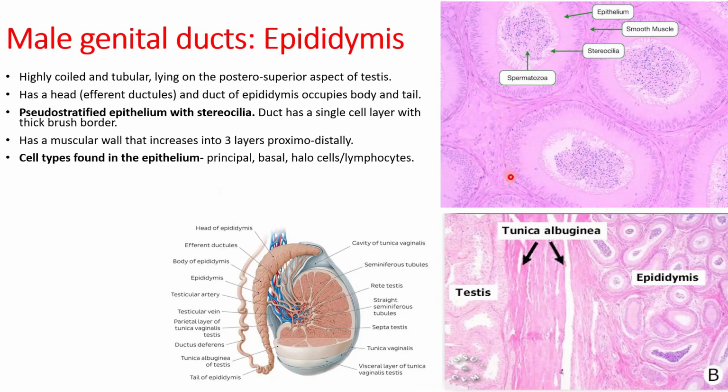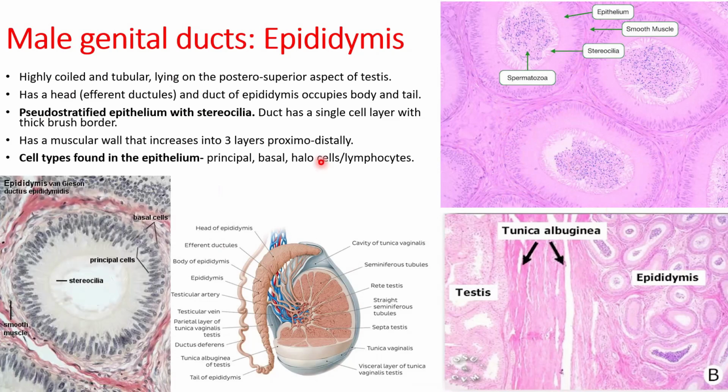So the various cell types that we found in between, we'll have the principal cells and the basal cells. The principal cells are the columnar-shaped cells, and then we'll have some lymphocytes in them. You can appreciate the columnar cells, the principal cells, and the basal cells. And then these are the smooth muscles, and then the interstitium will be there.